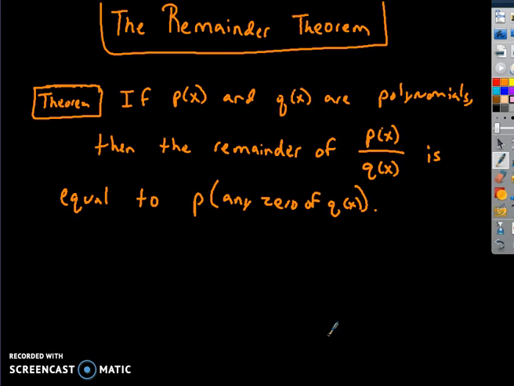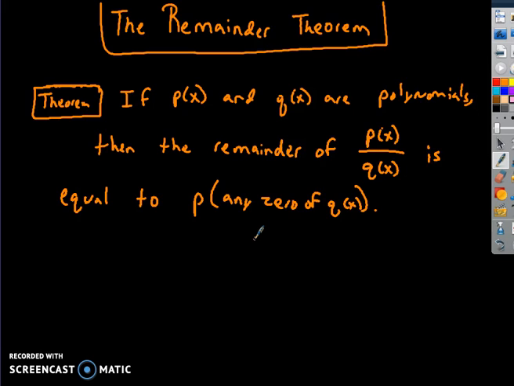Alright, so this video is about the remainder theorem, among some other stuff. But first thing is this. The remainder theorem is this theorem. If P of x and Q of x are both polynomials, then the remainder of P of x divided by Q of x is equal to P of any zero of Q of x. So that's what the remainder is going to be equal to.